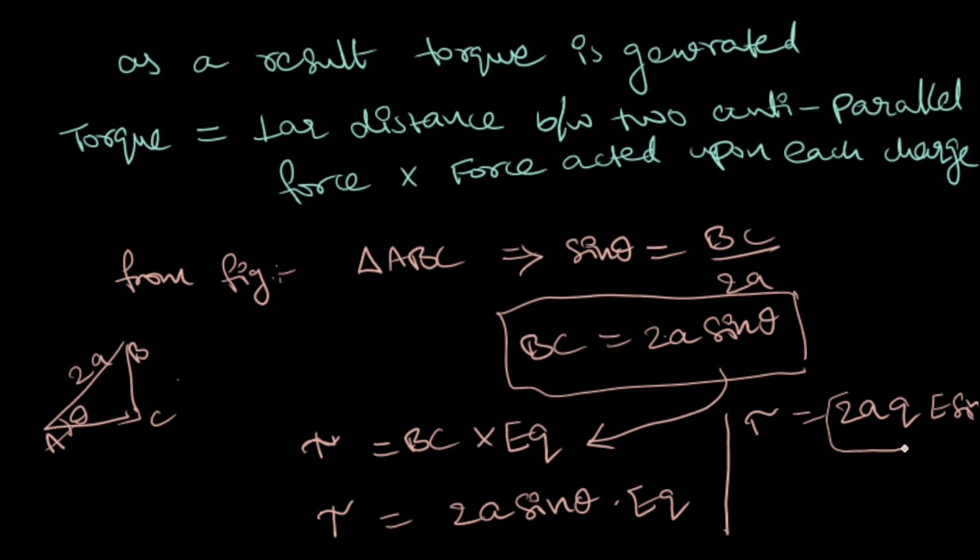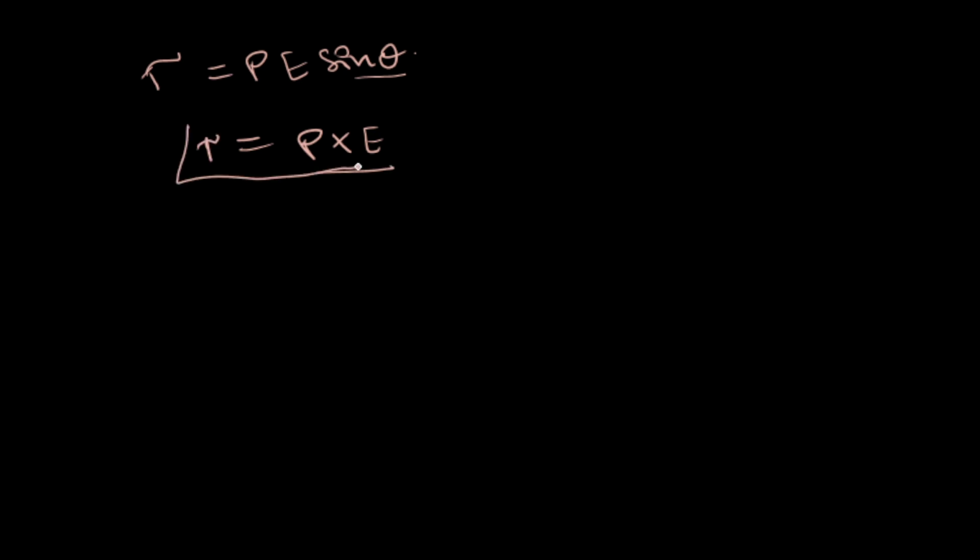And what is 2a into Q? This is the dipole moment. The dipole moment P is equal to 2a into Q. You just substitute in this equation. Therefore, we have torque tau is equal to PE sine theta. If you include the direction, we will have P cross E. Torque is equal to P cross E.